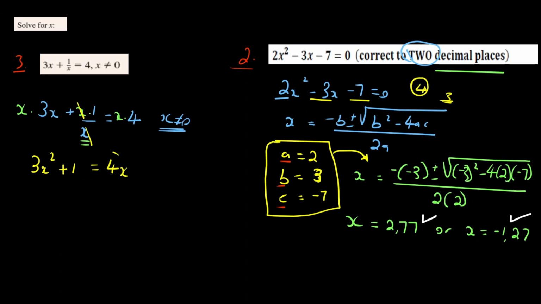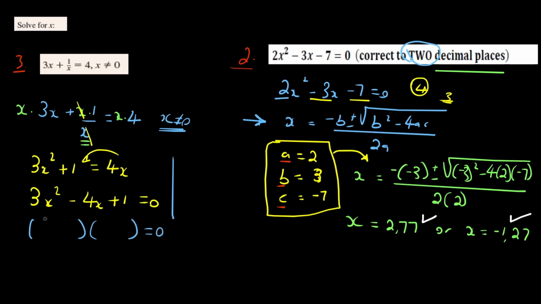Bring the 4x to the left hand side, then you'll have 3x squared minus 4x. The 4 was positive on the right hand side, it's negative on the left hand side, plus 1 is equal to 0. And you have a quadratic equation again. So you have two options again. Either use the quadratic formula as we did here, or use the factor method where you find the factors that go into 3 and 1. They will give you -4 when you add them, and that will give you +1. So we have 3x and x, and the factors will be 1 and 1. And since when you multiply them it needs to be positive, both of them need to be negative.